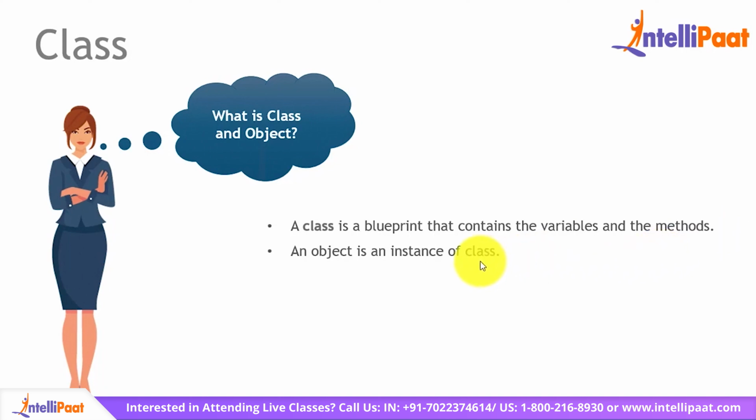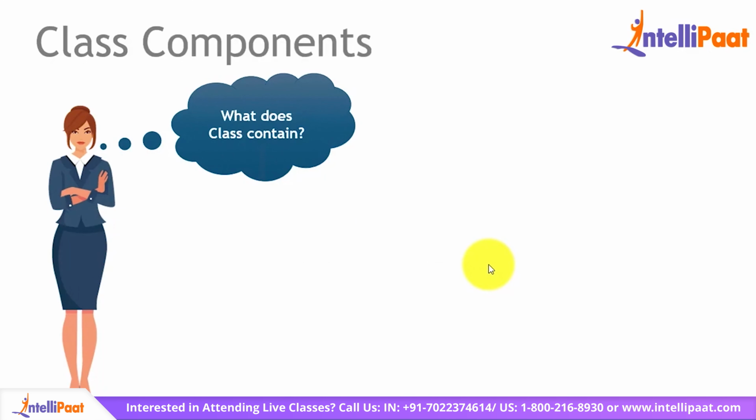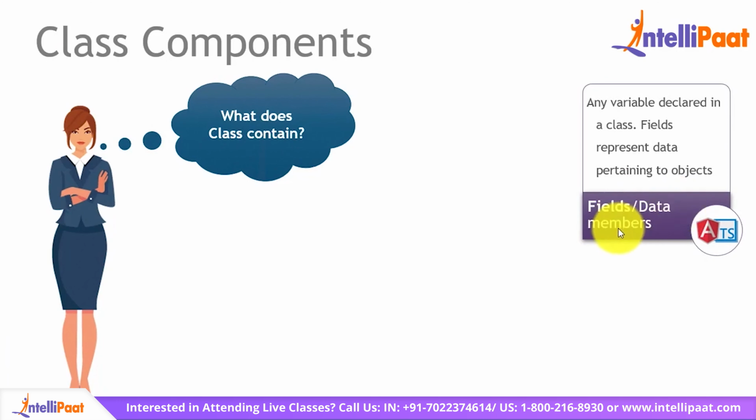Okay, so this was all about the top level terminology for the class and object. Let me talk in more depth about class and object. A class generally contains fields or data members. This is the logical terminology for variables. In the previous slide we have seen that a class contains variables and methods. Variables in terms of a class are called fields or data members. Any variable declared in a class is nothing but a field. Fields represent data pertaining to that object.